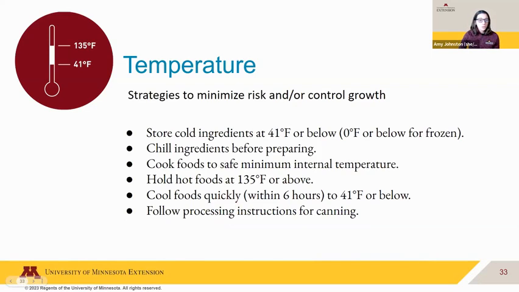So temperature control is all about minimizing the time foods are in that temperature danger zone. Again, the temperature danger zone is between 41 and 135 degrees Fahrenheit. That's that sweet spot for pathogens. When preserving foods, follow processing instructions for canning and other methods like dehydrating.